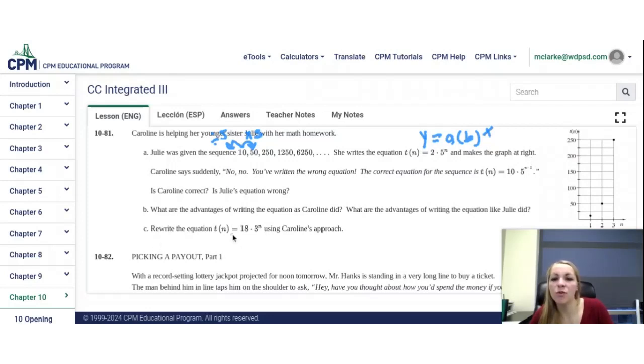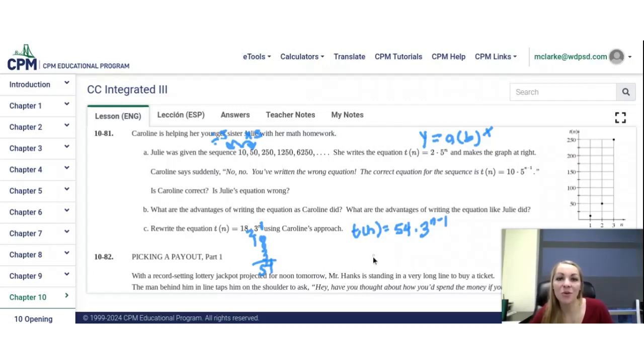What you had to do here was write this equation, t of n equals 18 times 3 to the n, using Caroline's approach. So we need to write that in first term form. To get the first term, we would plug in 1 for n. So we have 18 times 3, and if I multiply that, I get 54. So I have t of n equals my first term, which is 54. The multiplier of 3 doesn't change, but my exponent is n minus 1. So that's what you should have gotten for C.